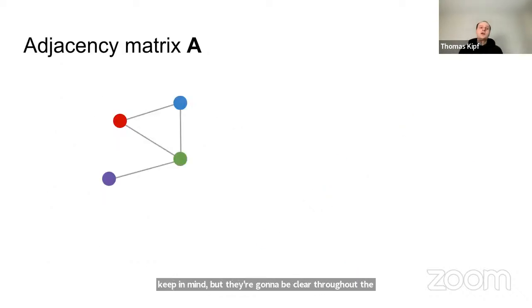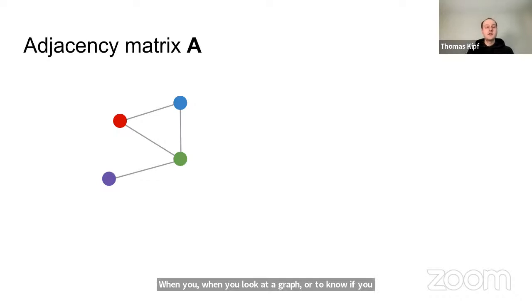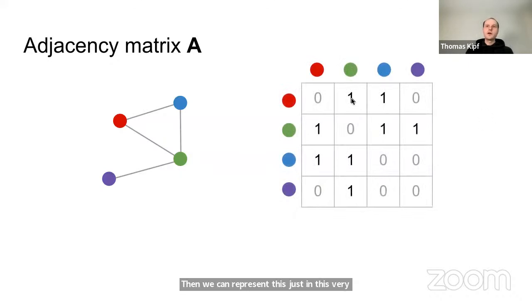And so the only other core representation that is really important to think about when you look at a graph, or to know if you want to represent a graph in a computer, is the adjacency matrix. So let's say we have this really simple toy graph here with just 4 nodes and a handful of edges between them. Then we can represent this in this very simple binary matrix, where we put a 1 wherever 2 nodes are connected, like the red one and the green one. And note that this is symmetric. So the green one is similarly connected to the red one as the red one is connected to the green one. So we put a 1 in both and zeros everywhere else. So it's a sparse matrix.